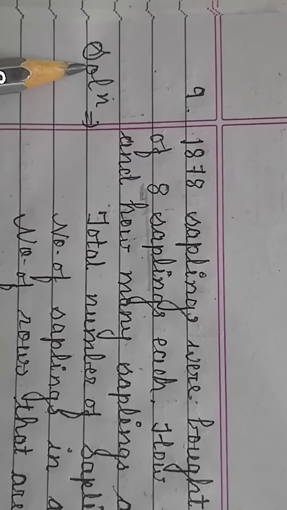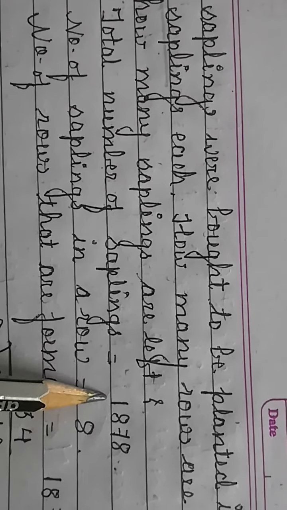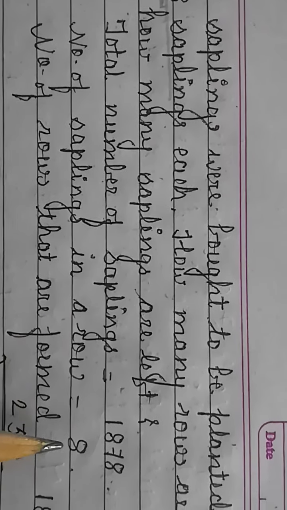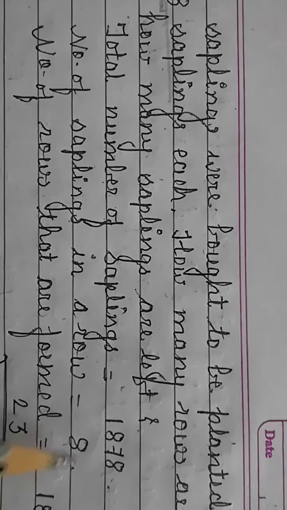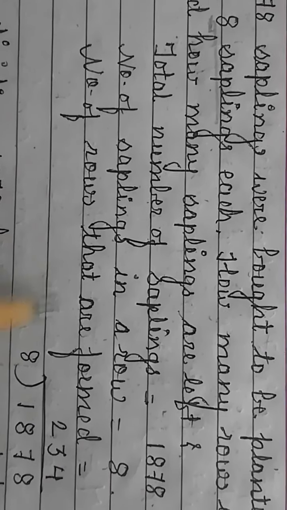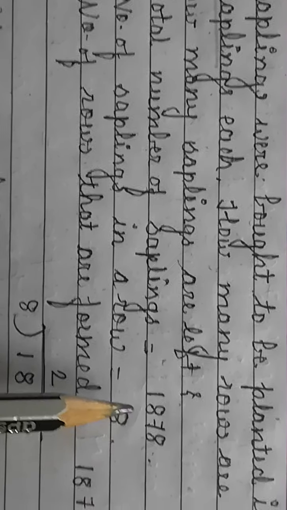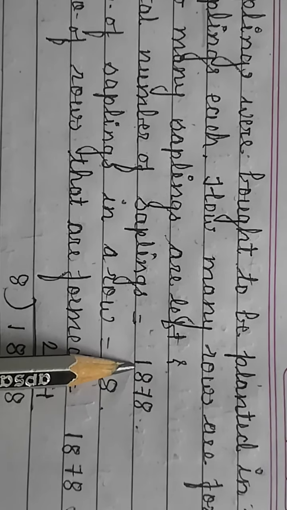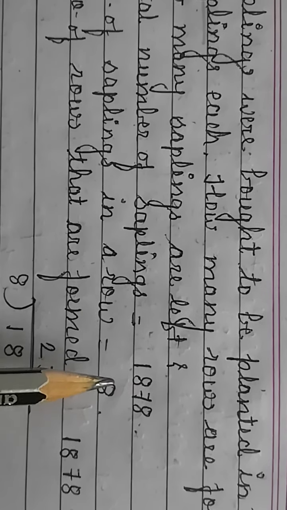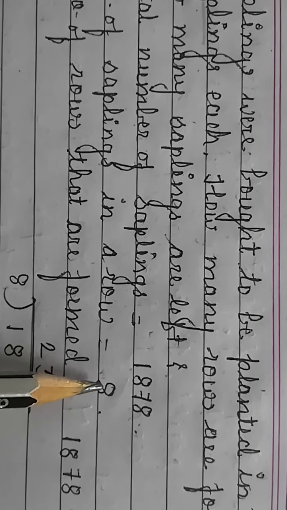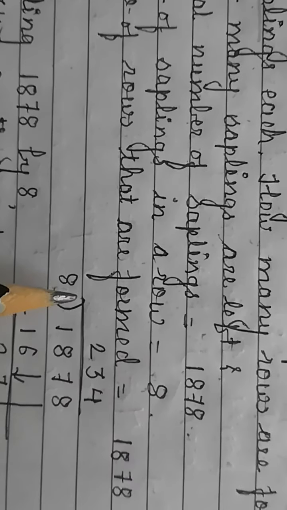Let's write the solution first. Total number of saplings, that is 1878, and the number of saplings in each row, that is 8. Now, the number of rows that are formed. So for this, what do we need to do? Yes, we will divide the total number of saplings by the number of saplings in each row, one row, that is 8. So let's start dividing.